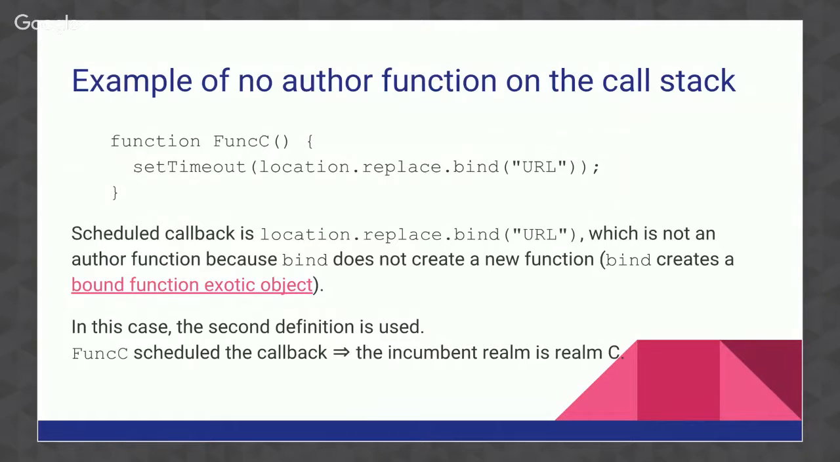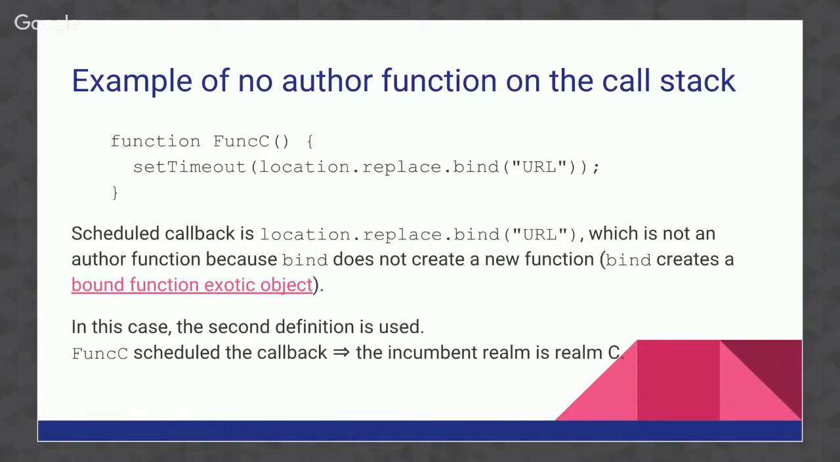In this case, function C is scheduling a callback function. So we are using the window.setTimeout API to schedule the callback. The scheduled callback is the result of location.replace.bind. Unfortunately, this bind does not create a new function.